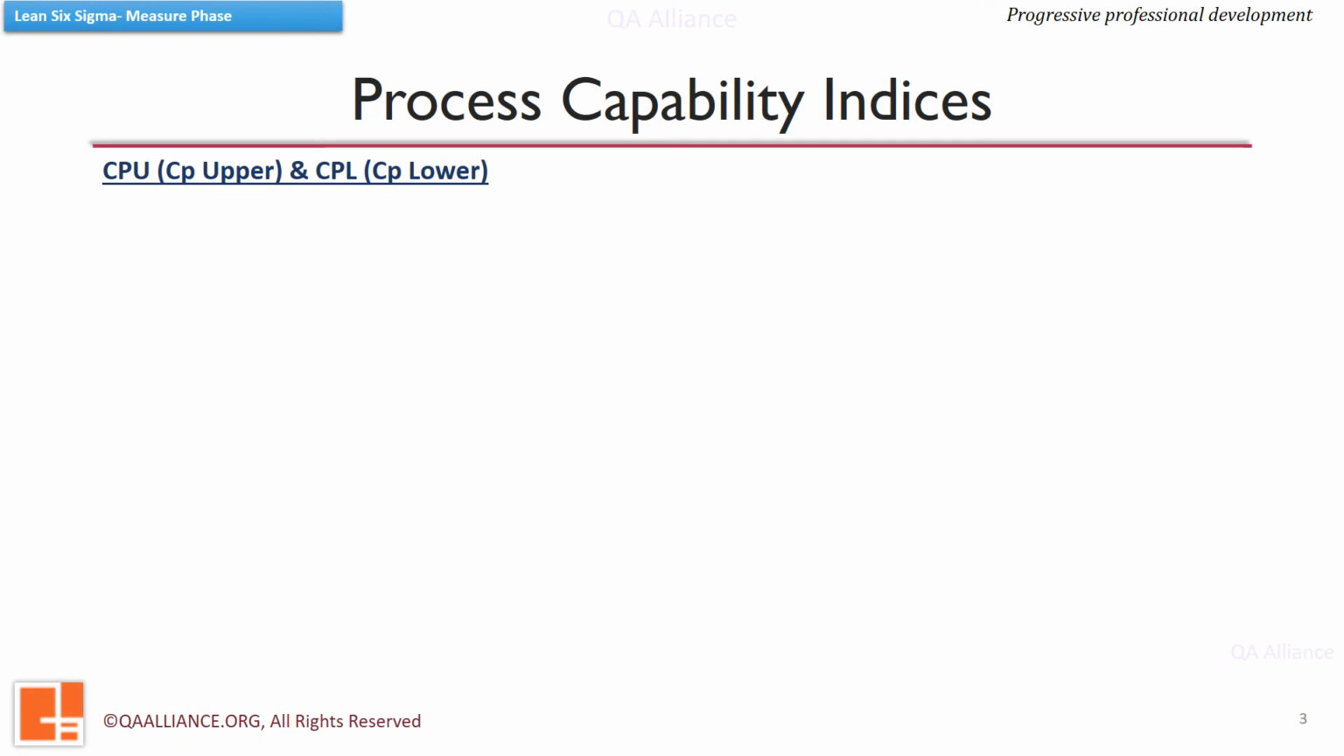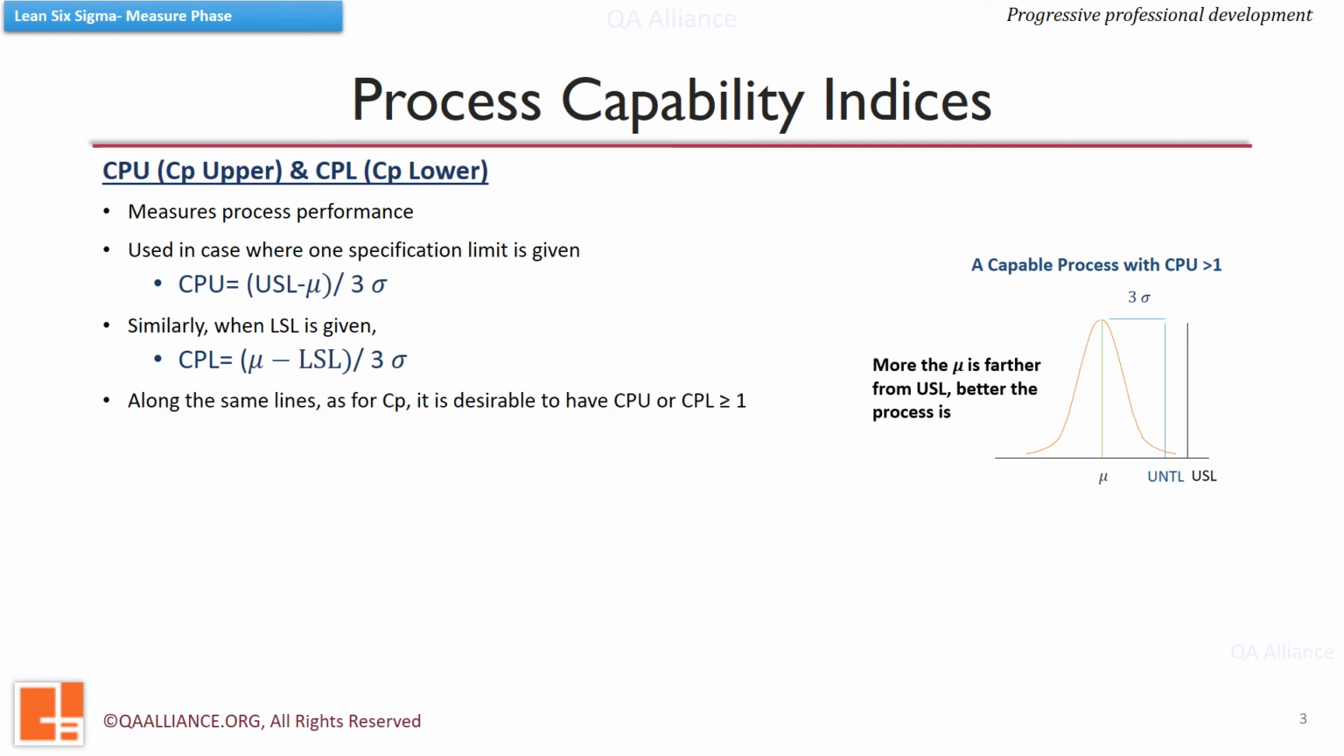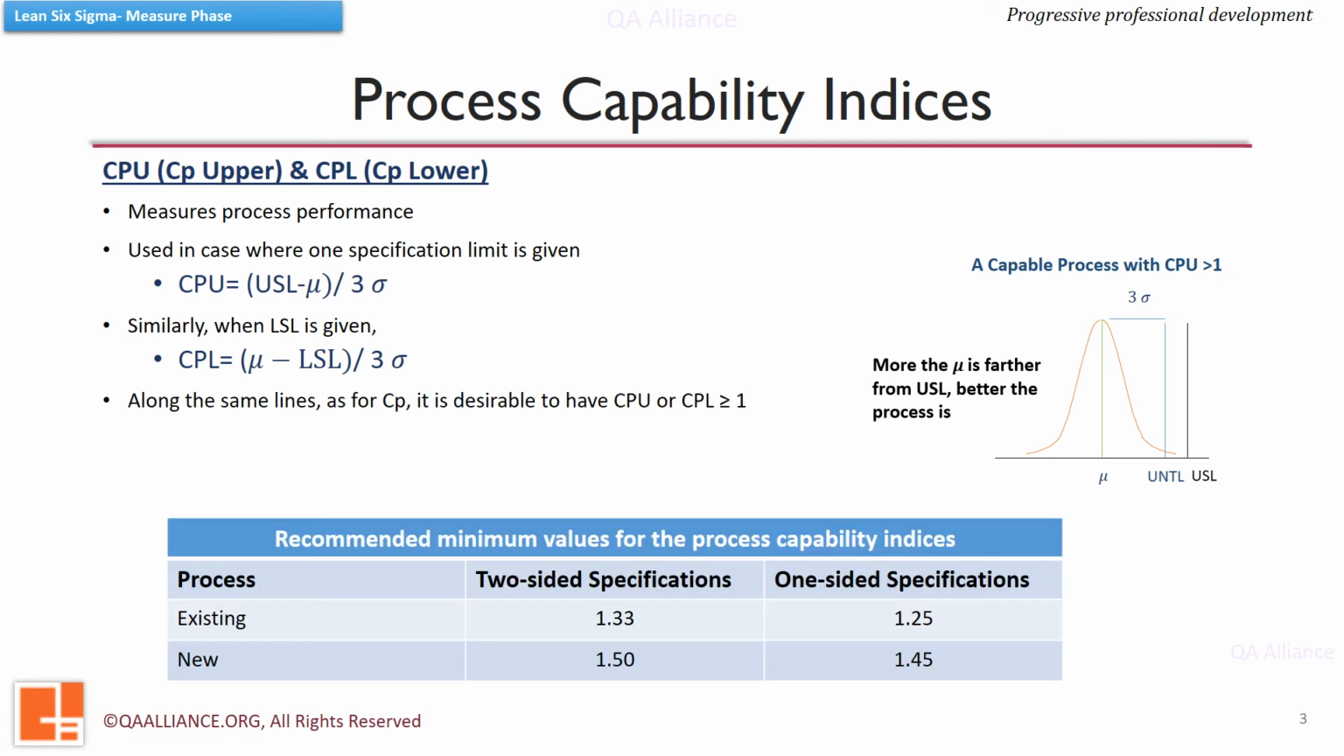CPU or CPL measures process performance and is used where one specification limit is given. When upper specification limit is given, CPU is calculated, and for lower specification limit CPL is calculated. The equations used to calculate both are given here. In the equation we can see that process mean is also considered. Thus these indices compare the spread and take location into account as well. Similar to the case for CP, it is desirable to have CPU or CPL greater than 1. This table shows the recommended minimum values for the process capability indices.